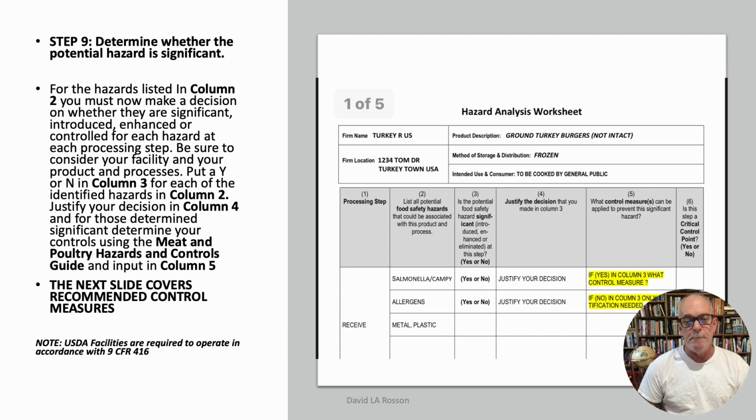But don't forget, as a USDA facility, you're subject to 9 CFR 416, which is the sanitation requirements. Step number 9, determine if the hazard is significant, yes or no, justify your decision, and let's get prepared to put some control measures in column 5 if we need it.